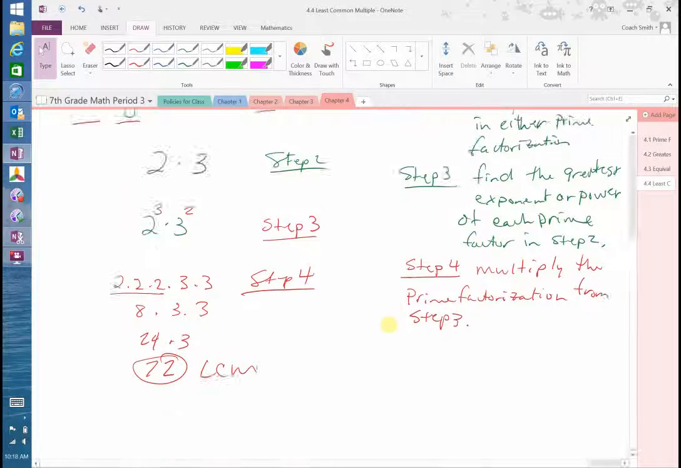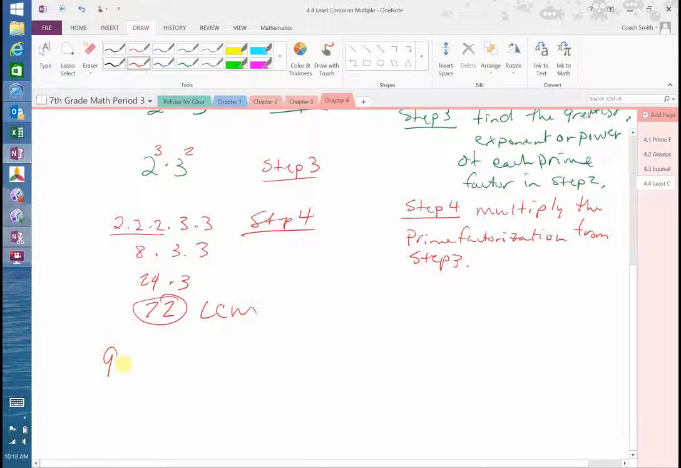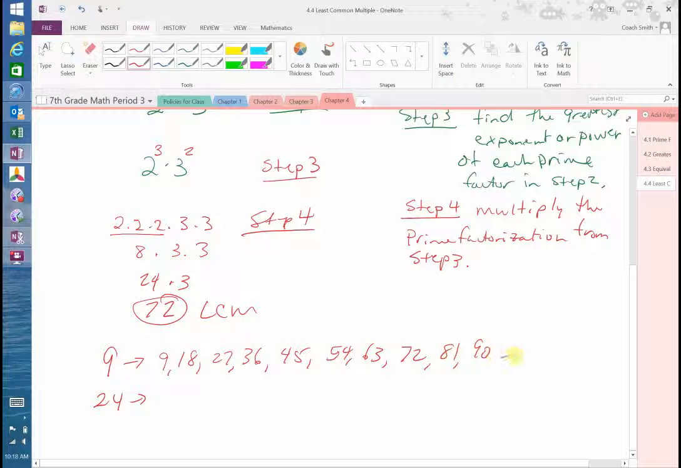In other words, if I was to count by 9s, 9, 18, 27, 36, 45, 54, 63, 72, 81, 90, and I was to count by 24s, 24, 48, 72, 96, the first multiple that you will run into is 72. Okay?